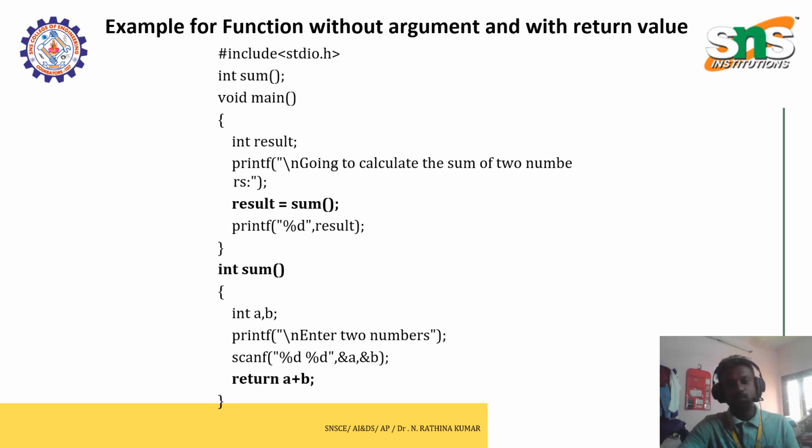Then we get the two values from the user, perform the addition operation, and return the value to the main function. Here the sum, the user defined function, does not have any argument, but in the function definition, it returns values to the calling function. So it is called a function with return value and without arguments.